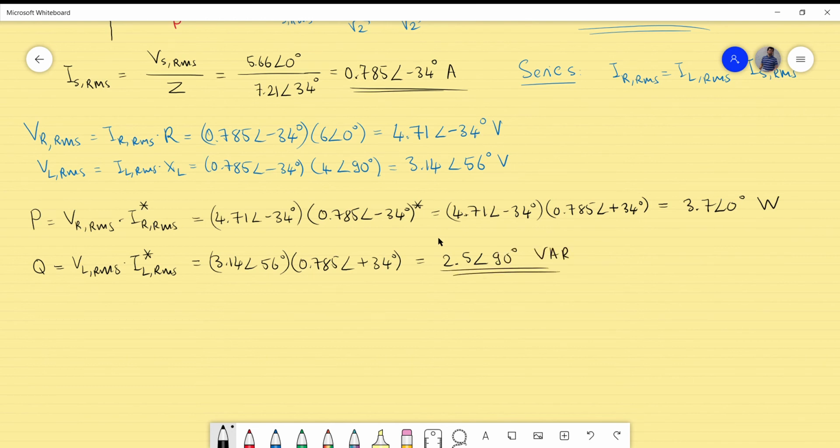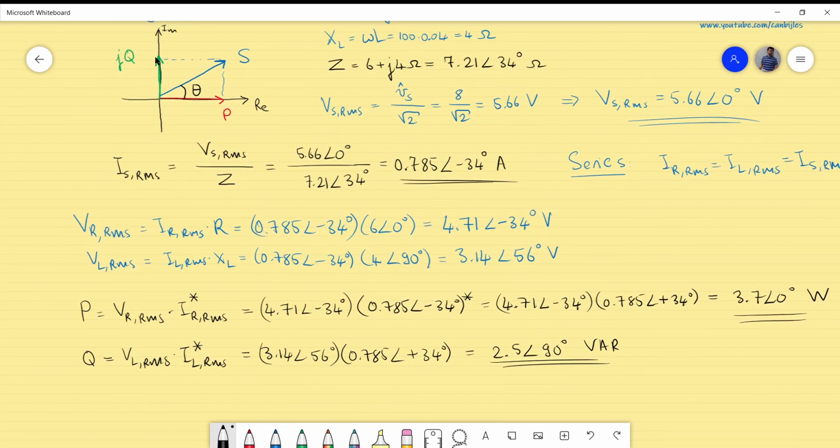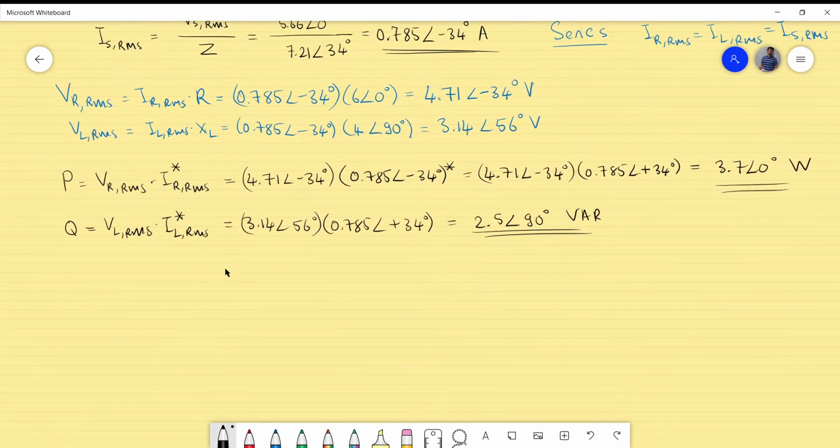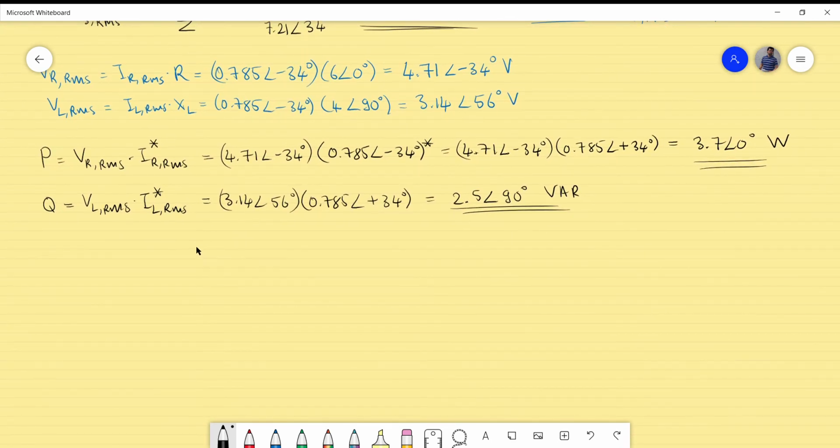So what you can see is we already have also the phase orientation correct here to the 90 degrees, which is pointing in the positive y direction. And now it's the following situation. S is actually a vector, so we have to actually place an arrow on top of it. So P plus JQ, so that will bring us to S is equal to 3.7 plus J 2.5. And that is actually in volt amperes.